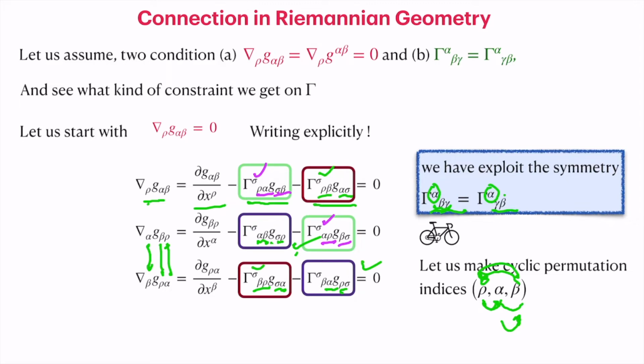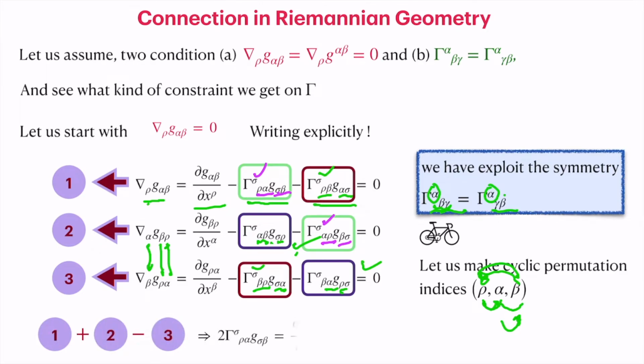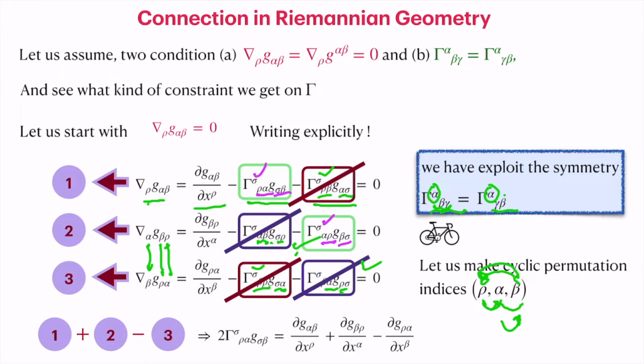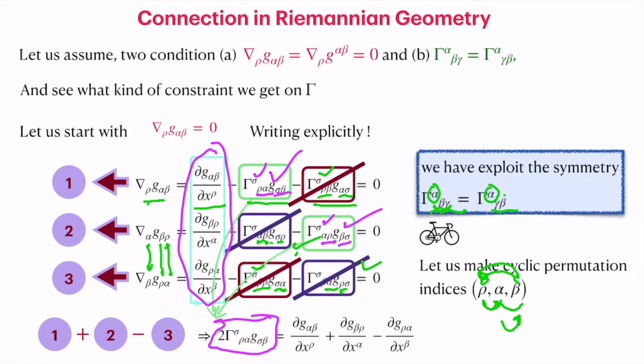Now we see that all the terms have some common combinations, and let's name them 1, 2 and 3. Now we can get rid of a lot of these terms by simply using the combination that adds equations 1 and 2 and subtracts the third one. Because of the symmetry property, we cancel out these two terms because they are the same, and then we also cancel out these two terms, and what is remaining is these two terms, which we can simply say is twice gamma sigma rho alpha into g sigma beta, and then what is remaining is all this partial differentiation here, which we can write in this term.